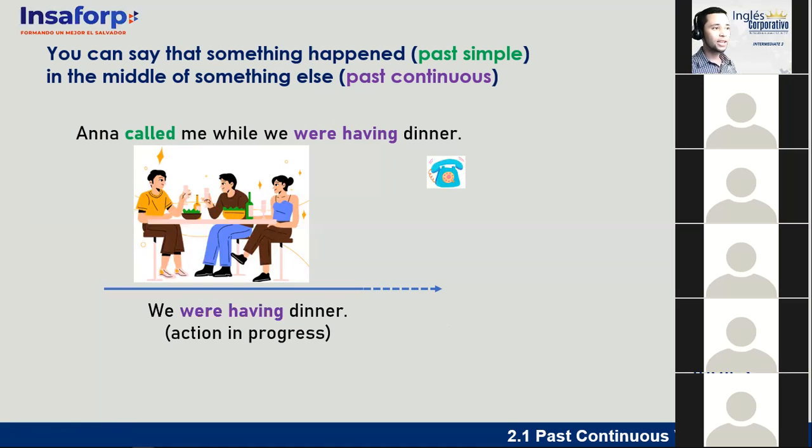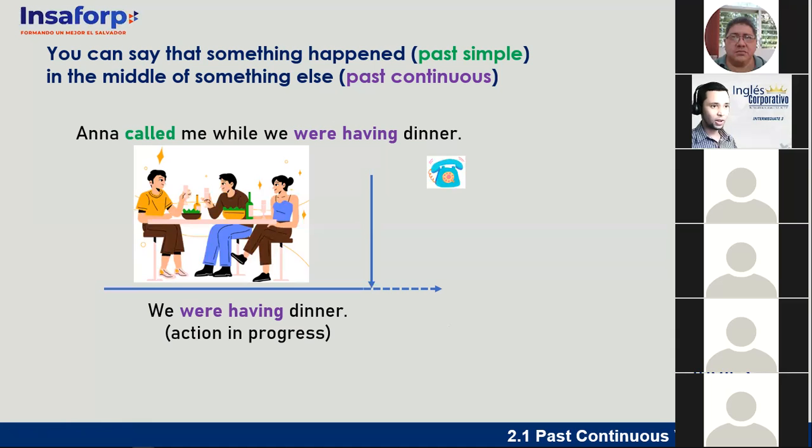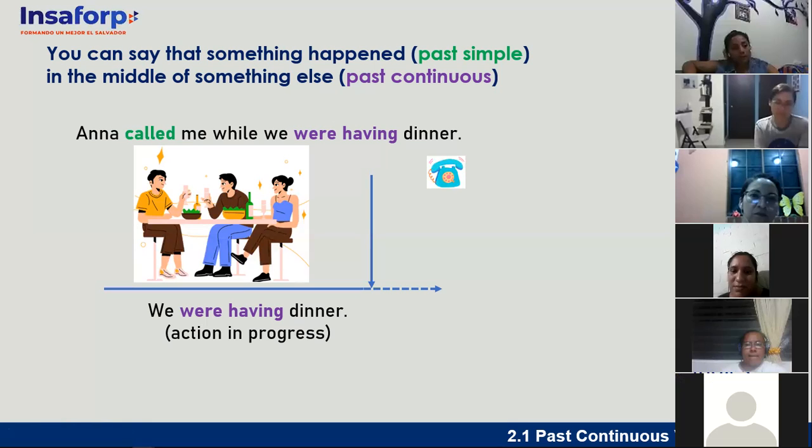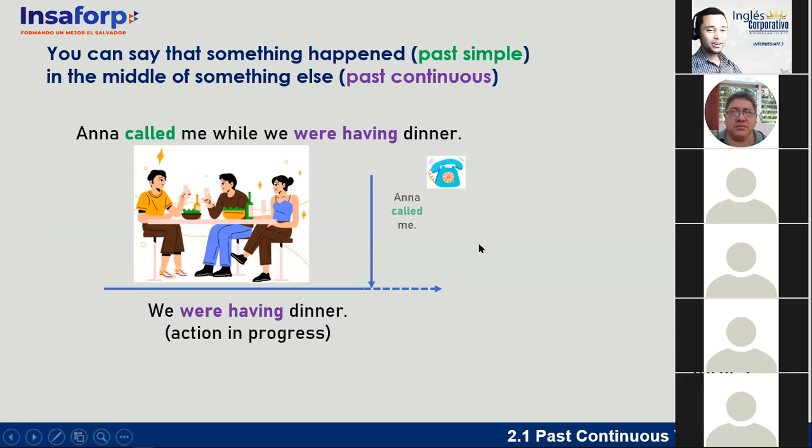And what is the action that happened? What is the interrupting action? There's an interrupting action. What is it? ¿Cuál es la acción que interrumpió la acción en progreso? Okay, Rodrigo. Anna called. Anna called me, okay. Por ahí escuché a alguien más que me participó también. Gracias. Okay. Correct. Anna called me. That's the action that interrupted the action in progress.